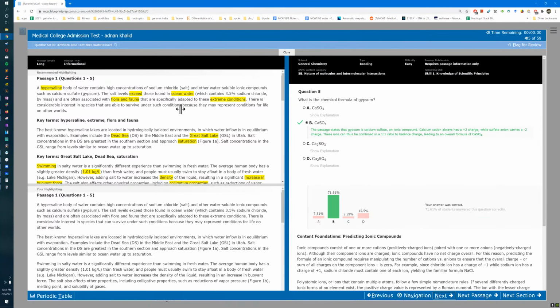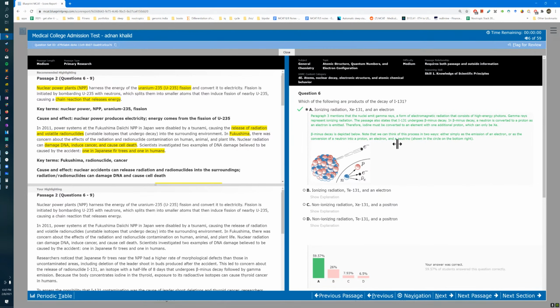Gypsum, for this one, I just looked at the passage where they talked about gypsum over here, calcium sulfate. I know that the sulfate ion has a charge of 2 minus, and I know calcium, when it turns into its cation, has a charge of 2 plus. So you just need 1 calcium and 1 sulfate.